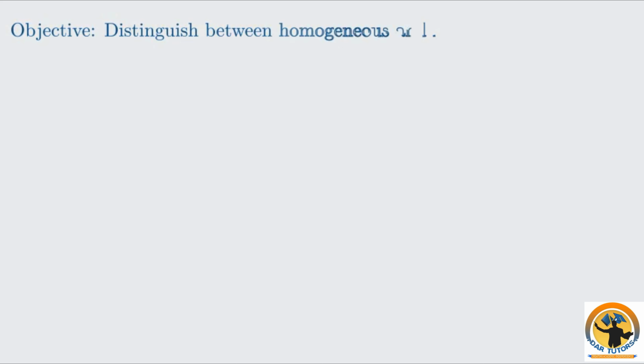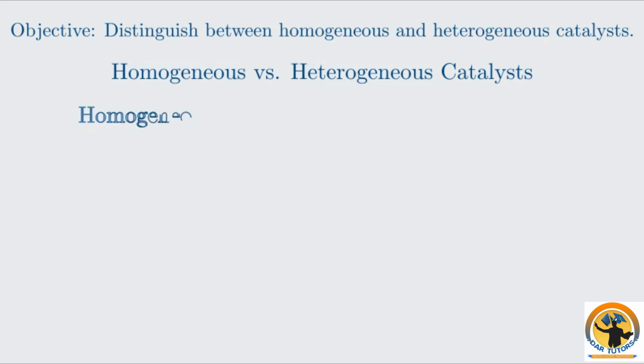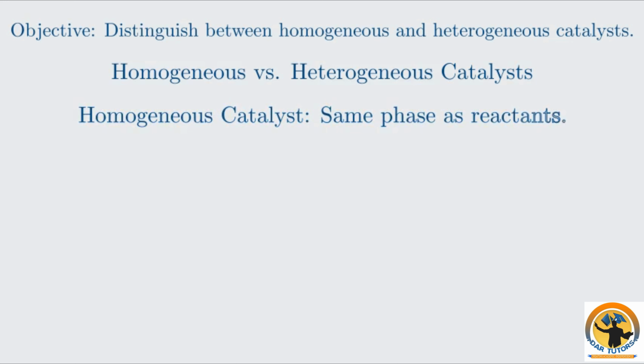Catalysts can be classified in different ways, and understanding these classifications is important. Our objective is to distinguish between homogeneous and heterogeneous catalysts. We classify catalysts based on the phase or physical state of the catalyst relative to the reactants. A catalyst is called homogeneous if it is in the same phase as the reactants. For example, if both the reactants and the catalyst are dissolved in water, it is a homogeneous system.